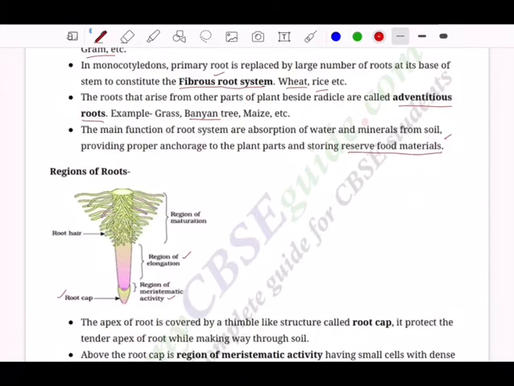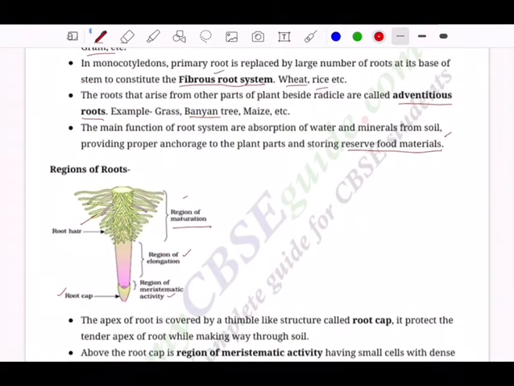And then, the reason of maturation, the cells become matured. That means differentiation has taken place. Cell differentiation, cell elongation, cell differentiation also. Once a cell differentiation takes place, then we say cells are matured. So in that region of maturity we can see a lot of root hairs.